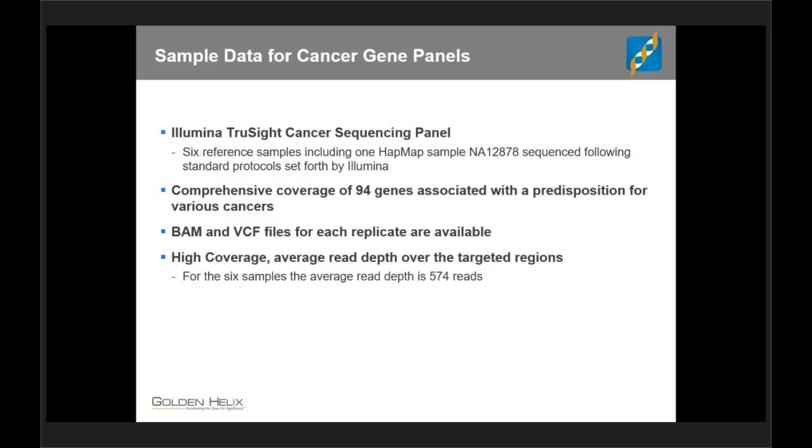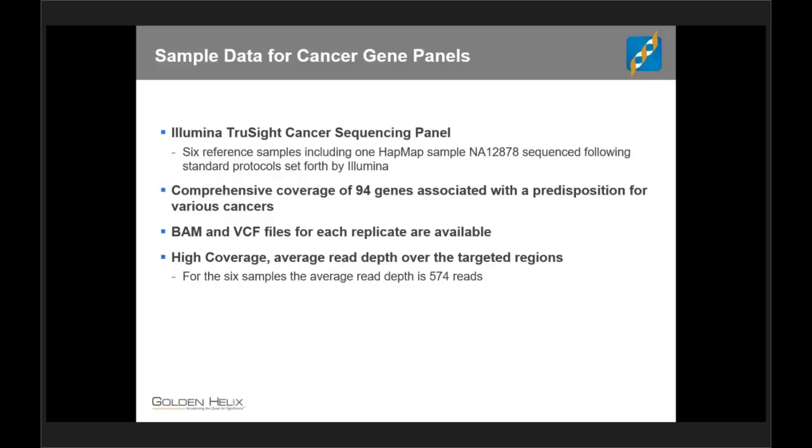Let's start by looking at cancer gene panels. Before I get into VarSeq, I want to give you a brief overview of the data that we're going to be looking at today. We're going to be looking at data from the Illumina TrueSight cancer sequencing panel. This includes 6 reference samples, including 1 HapMap sample, sequenced following standard protocols set forth by Illumina.